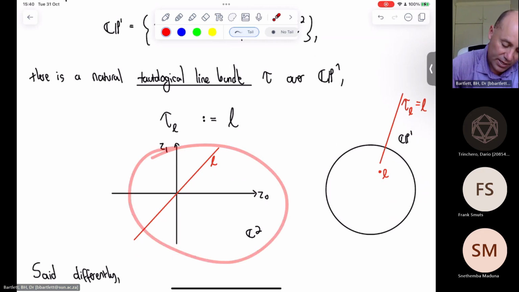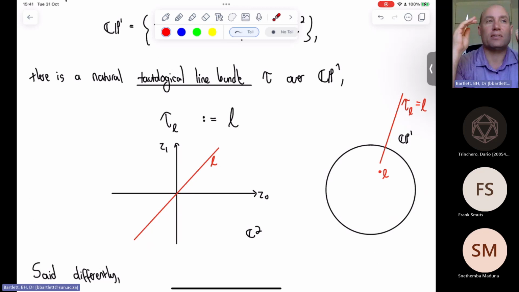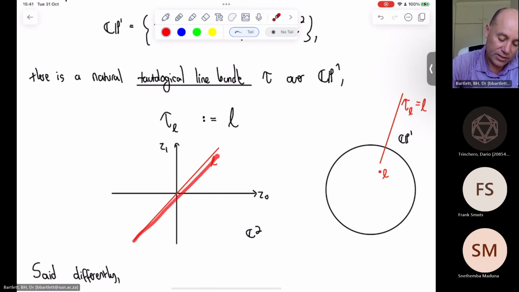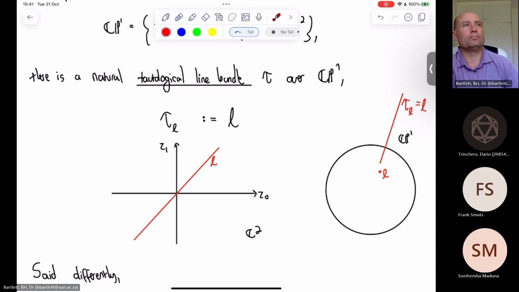Here's C2. Here is a line inside C2, a one-dimensional vector space. I'm drawing it in the real picture here. C2 as a space is actually a four-dimensional real space, because it's pairs of complex numbers. Forgive me. So here is a one-dimensional line in C2, and it is a point inside CP1. Now, associated to that point, I need to give a complex line, because living over each point must be a complex line. The complex line that I'm going to associate to this point is the line L itself. That's why it's called tautological. Tautological just means so obvious that it's sort of by definition.